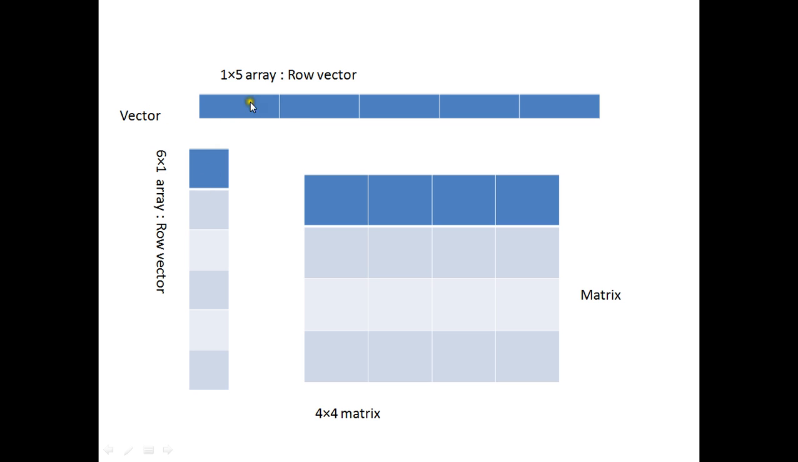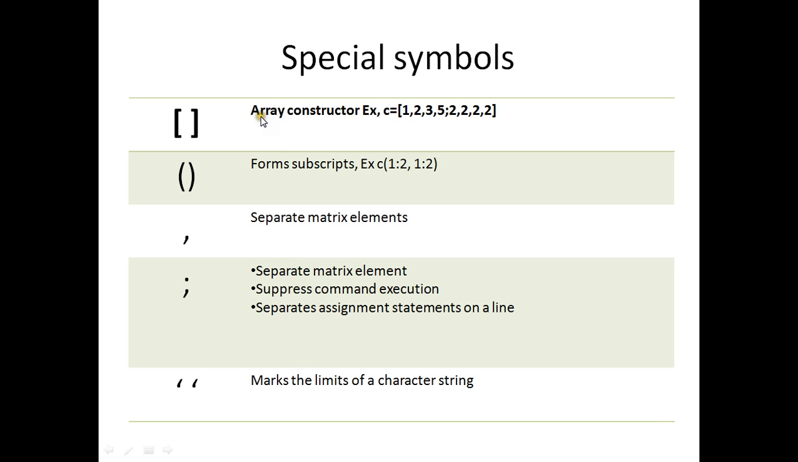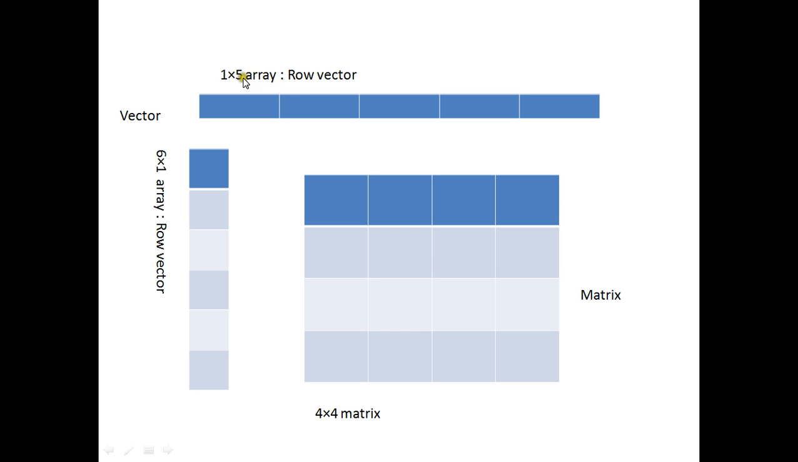So its dimension is 1 × 5, and its dimension is 6 × 1. And is this the matrix? What is the dimension of this matrix, or the size of the matrix? The size of the matrix is 4 × 4. That means it has 4 rows and 4 columns.